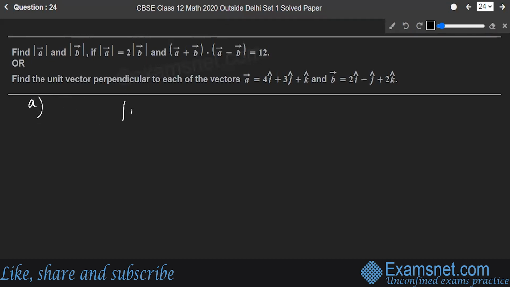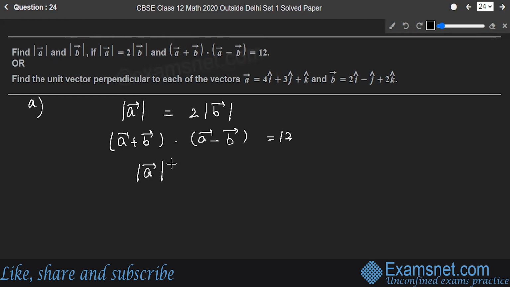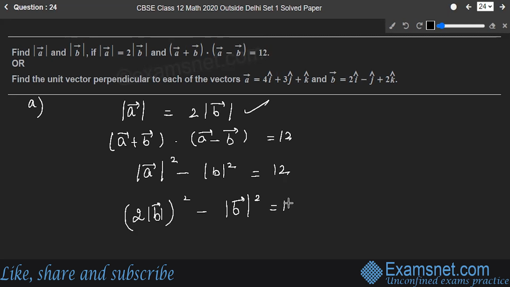First of all, you are given that the magnitude of a vector is twice the magnitude of b vector, and the dot product of a plus b and a minus b vector is equal to 12, right? Since they are the dot product of these two vectors, it will be equal to the square of magnitude of a minus square of magnitude of b. That's equal to this. And you know this is equal to twice square of magnitude of b minus this. This is equal to 12.